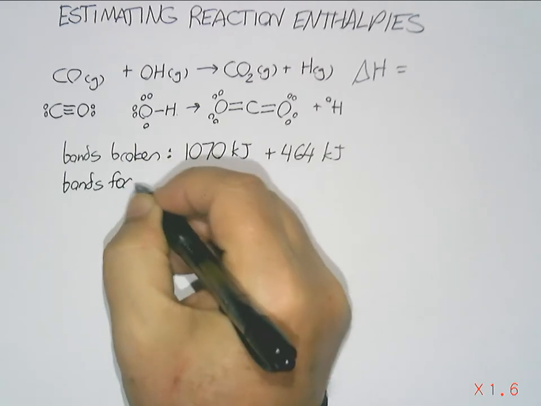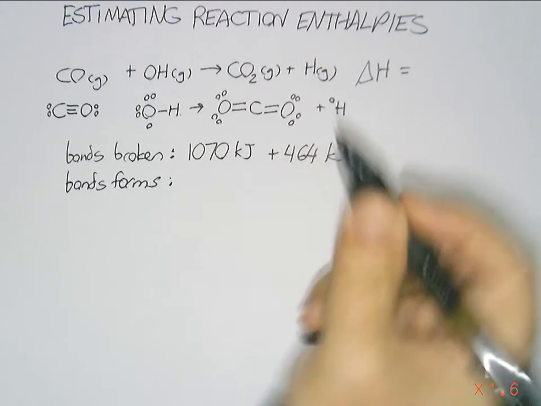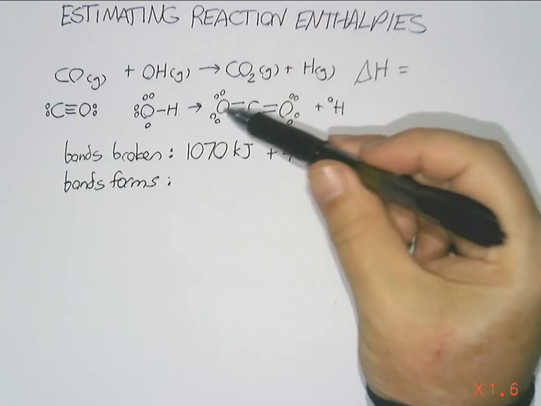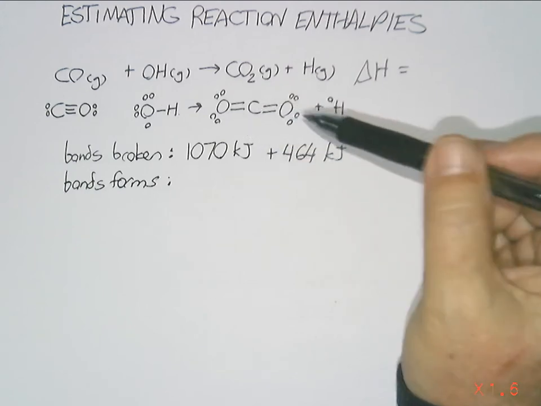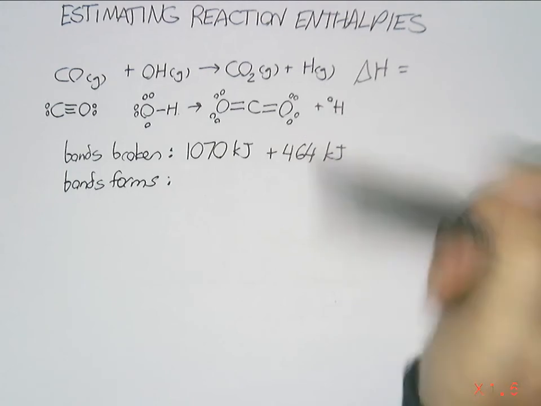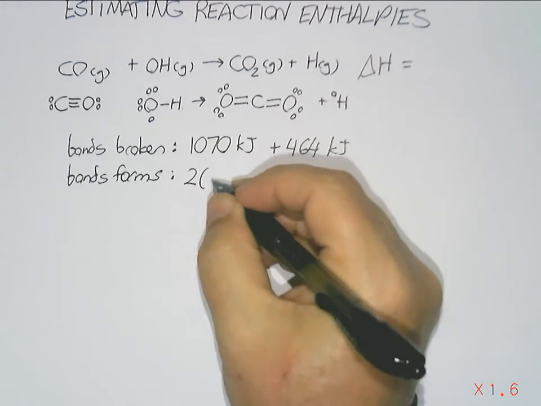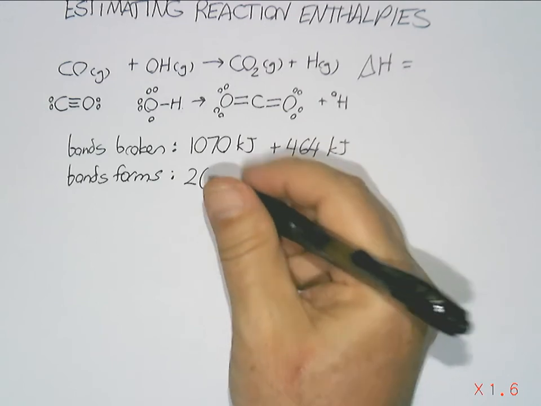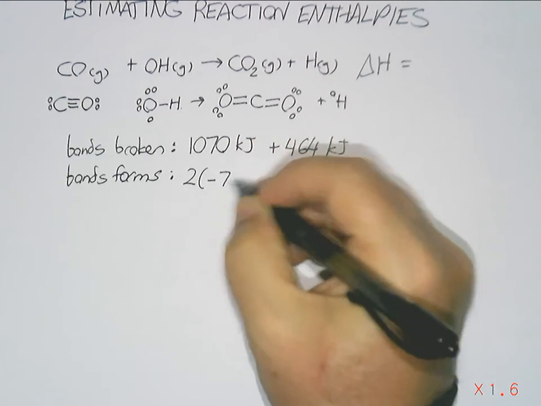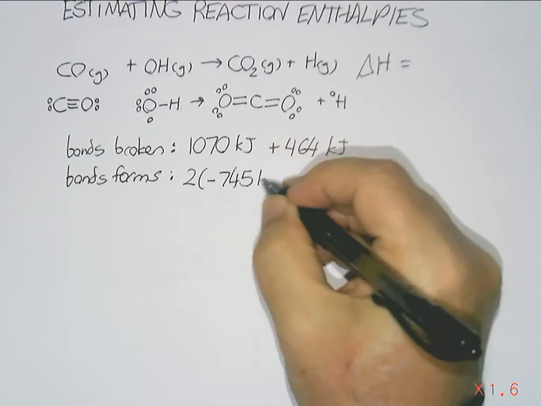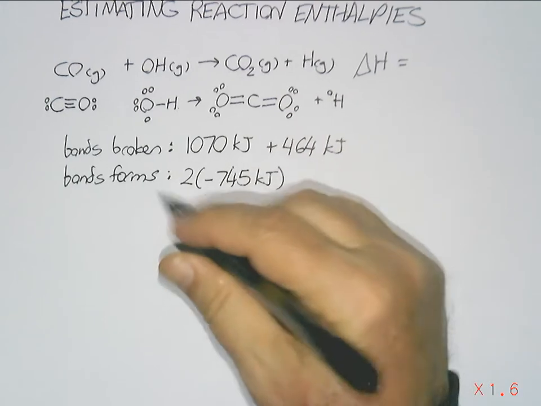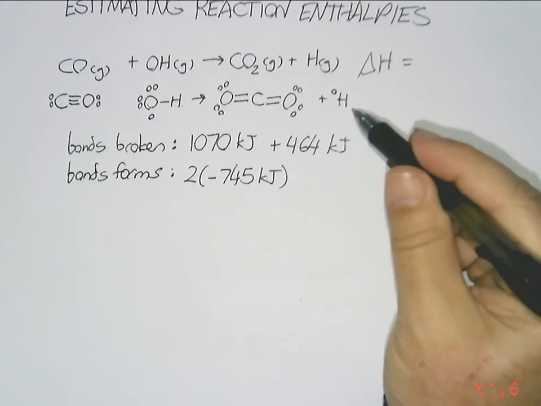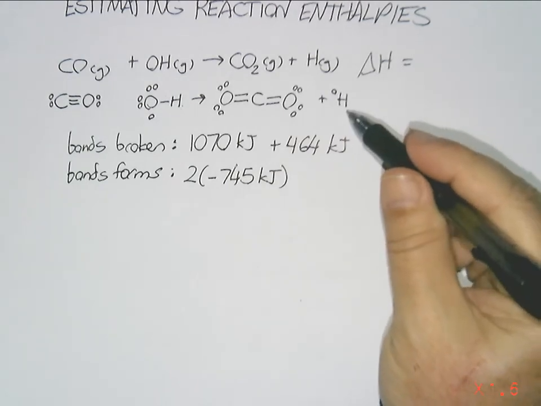Now I'm going to put a minus sign in front of each of the bond enthalpies. I've got C double bond O and C double bond O. So I have two C double bond O's. I'm going to say 2 times, let me see, C double bond O is in my table. It's 745. And notice I'm putting a minus sign in front of that because this is a bond being formed. And now what else have I got? Well, that doesn't have any bonds in it, so I don't have to do anything with that.